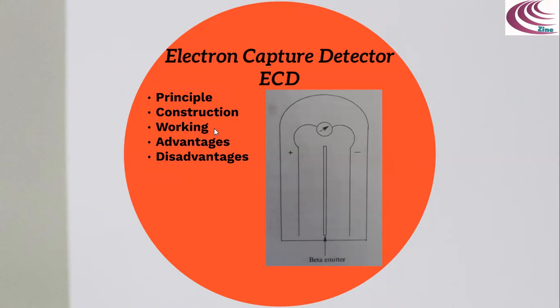In working, the effluent from the column is passed over a beta emitter. When a solute is not eluted out from the column, only the carrier gas, which is usually nitrogen, passes over the beta emitter. Beam of electrons from the beta emitter causes ionization of the carrier gas and results in the production of shower of electrons. In the absence of any organic solute in the eluate, ionization of the carrier gas produces a constant standing current between a pair of electrodes.